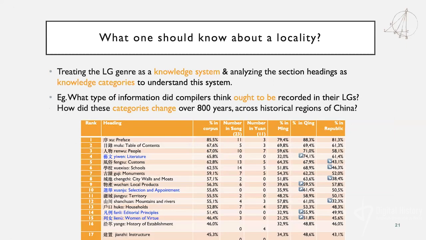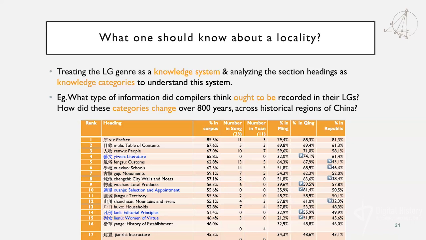The other thing that I want to go back to is the idea of treating a genre as a knowledge system. If we think about what one should know about a locality, especially in the Chinese case, these categories that each of the compilers decide are actually very autonomous. They had the right to decide what gets to be included in their own gazetteer and what they want to kick out.